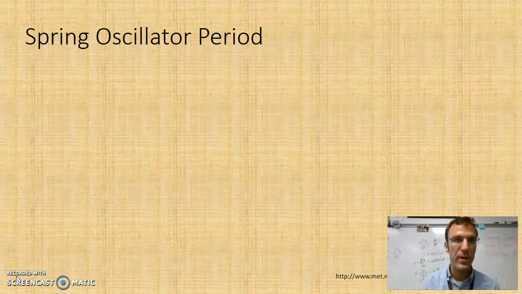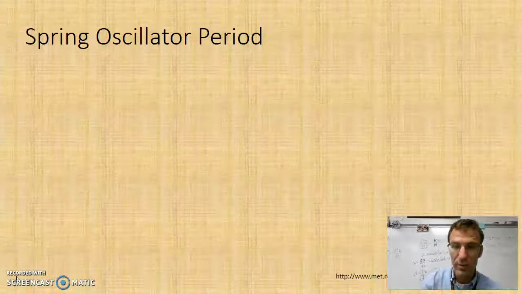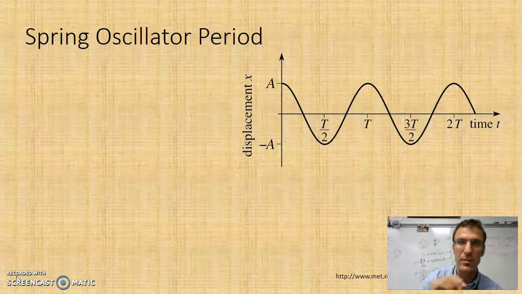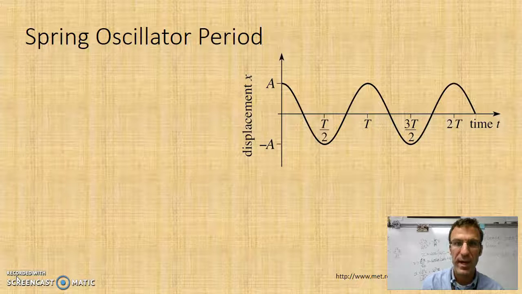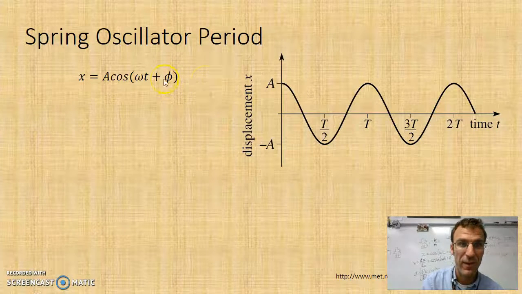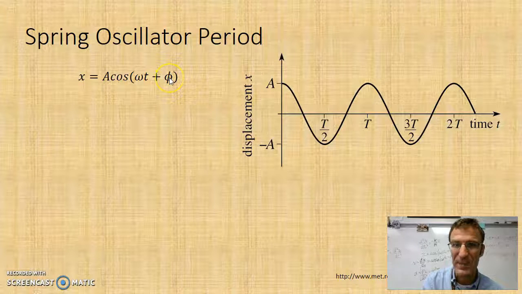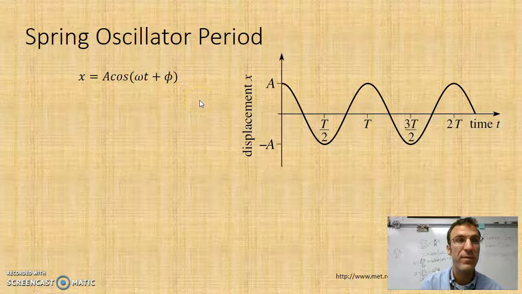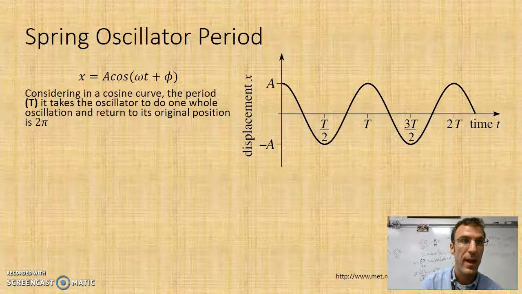What we really want to know now is the period of spring oscillators, and then we'll talk about the period of a pendulum. So what I have here is the graph of this function. If we can just get rid of this phase shift, the phase shift is 0 right now, so just pretend that doesn't exist. We have a graph of the position of the oscillator as a function of time.